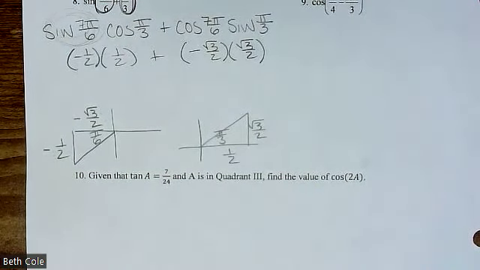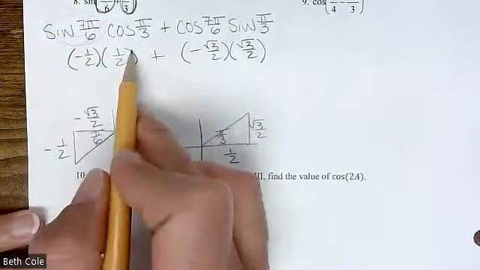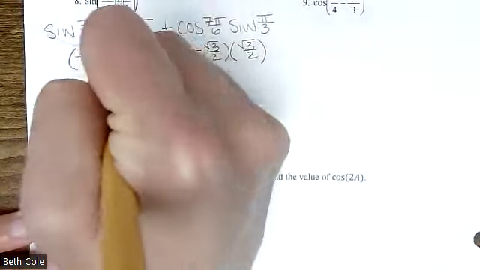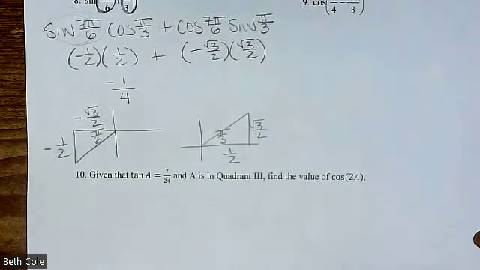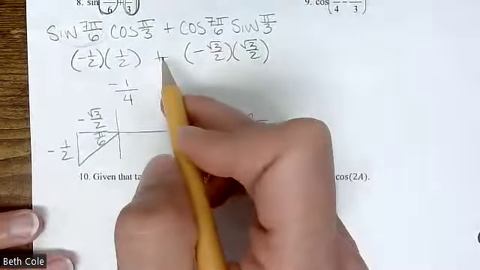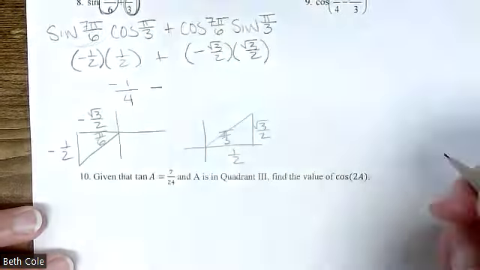So when you multiply fractions, just multiply the numerators, multiply the denominators. Negative 1 times 1 is just negative 1. So it's negative 1. 2 times 2 is 4. This is plus a negative, so I'm actually just going to write minus.